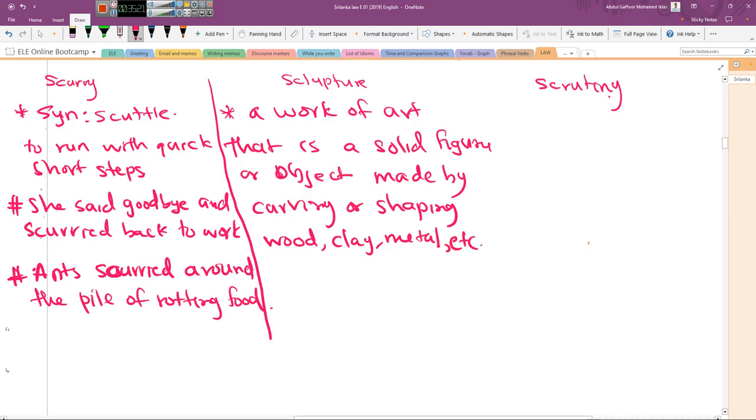A marble sculpture of Venus, right? So this is kind of an idol, right? So a marble sculpture of Venus. Venus is a goddess, and now her idol is made of marble, right? Okay. Again, scrutiny.